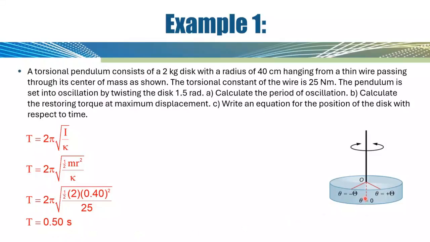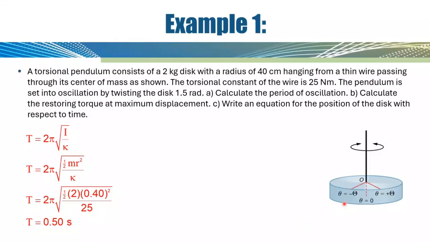So that means that when the disk is hanging from the wire in equilibrium, the wire is not twisted at all. But then I take the disc and I twist it. I move it 1.5 radians, and that twists the wire. And then when I let go, it's going to spin back or twist back and come back, and that's going to take 0.5 seconds. Letter B says, calculate the restoring torque at maximum displacement.